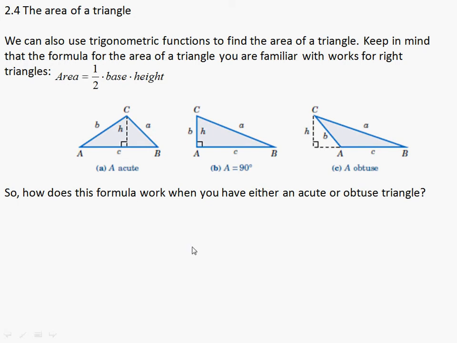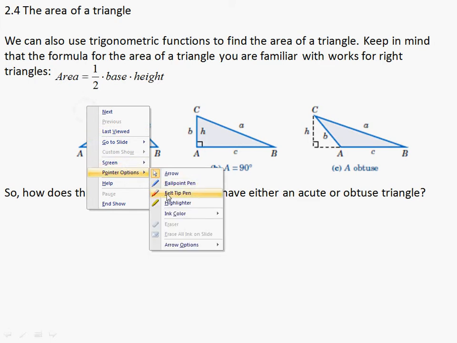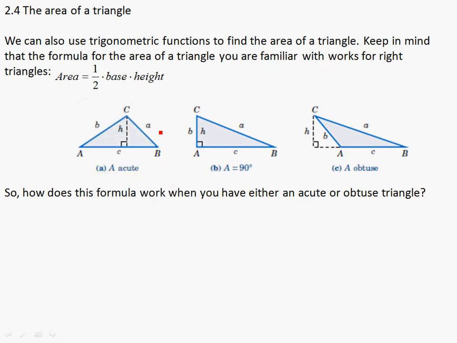Alright, so we have this formula. Area is a half times base times height. We're familiar with that. That works great over here, where the height is perpendicular to one of them, but it doesn't work so well for things like this. So how does it work when you have either an acute or an obtuse triangle?